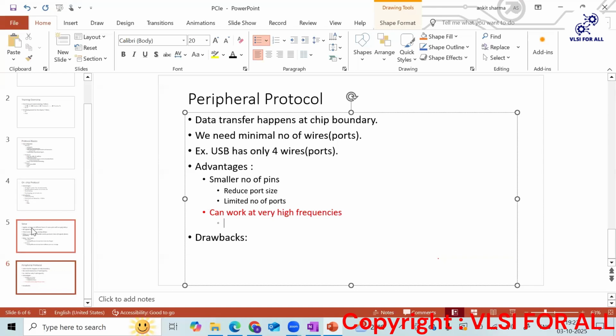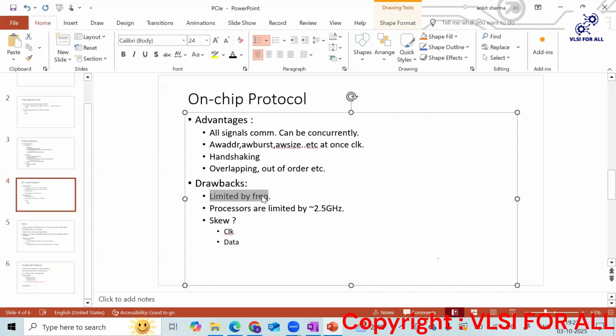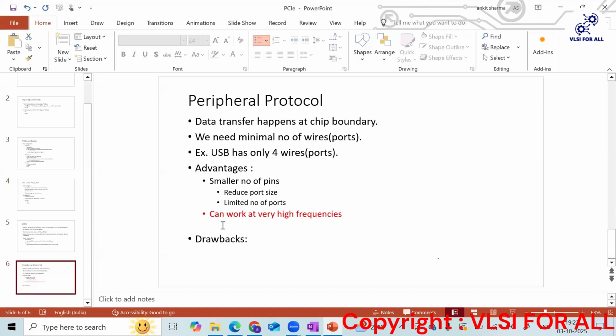Why am I putting this word here? Because if you go to the on-chip protocol, here I mentioned in the drawback that we are limited by frequency. But here I am writing that it can work at very high frequency. So how can someone tell me, what was the reason for not achieving very high frequency?